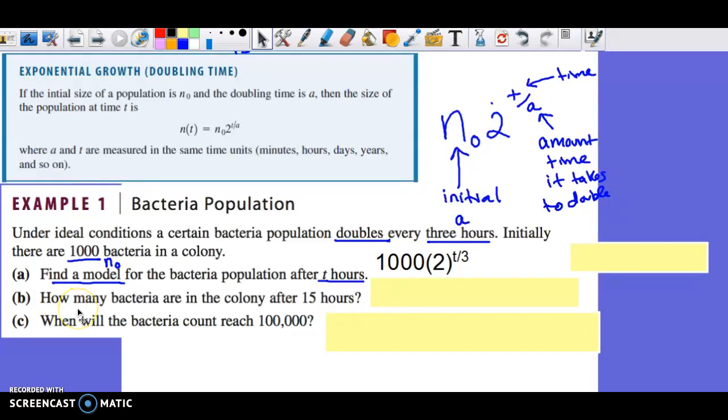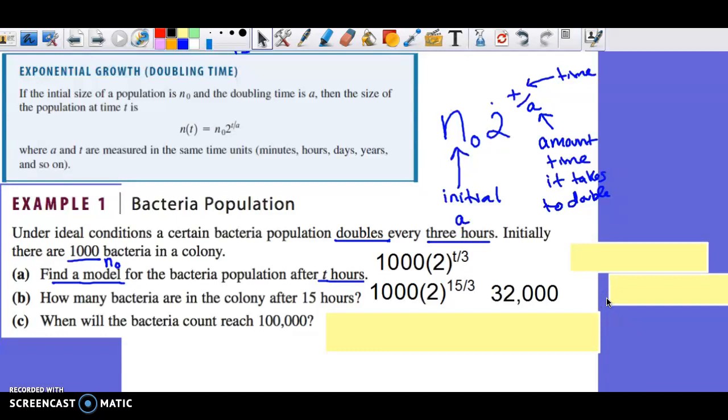So for part B, how many bacteria are in the colony after 15 hours? So I'm going to plug in 15 for my t. Okay, and I know that 15 over 3 is 5. So in your calculator, you're going to do 2 to the 5th, which is 32, times 1,000. Probably do that in your head and get 32,000.